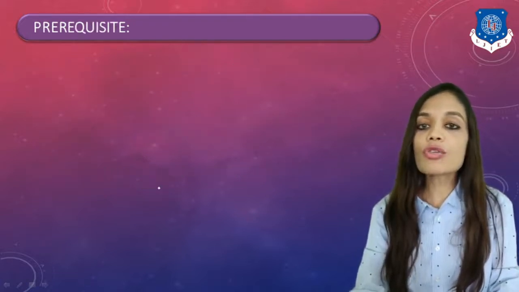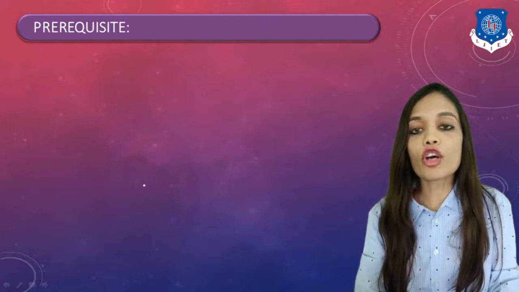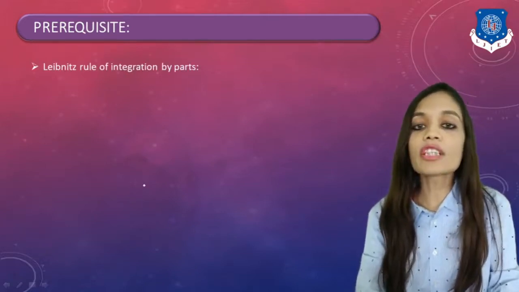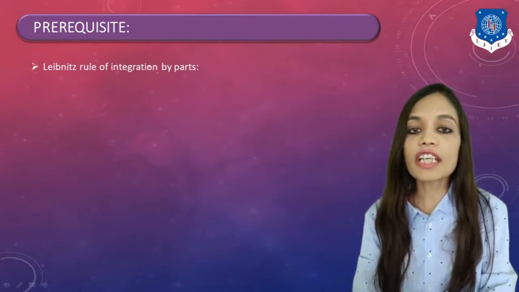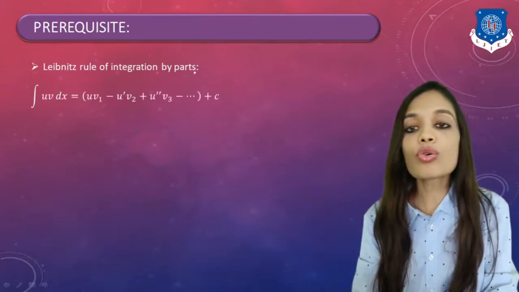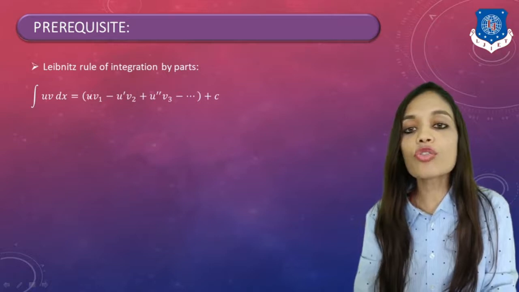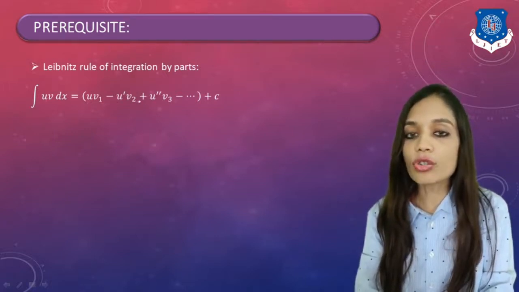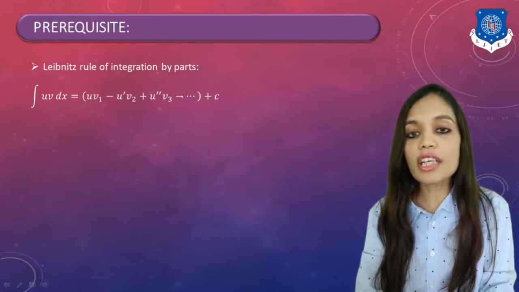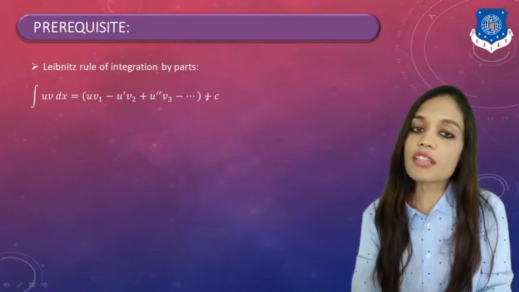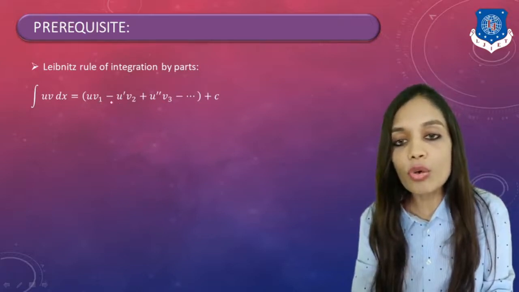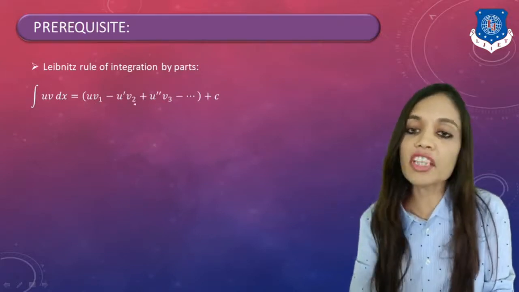Now let us do some prerequisites of the formulas of integration. Firstly, let us begin with the Leibniz rule of integration by parts. The rule is integration of u v dx is equal to u v1 minus u dash v2 plus u double dash v3 minus and so on, plus c. So basically what we are doing is taking derivatives of u and integrals of v.